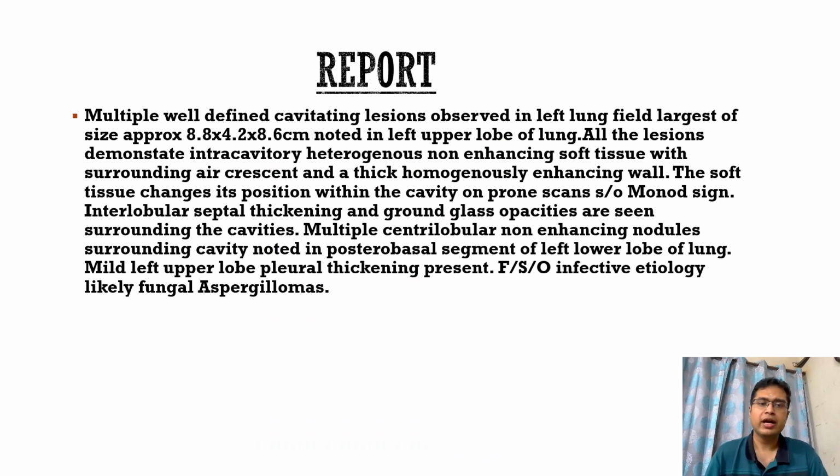So this is the report that I had given. Multiple well-defined cavitating lesions were observed in the left lung field, and all the lesions demonstrate intracavitary heterogeneous non-enhancing soft tissue with surrounding air crescent and a thick homogeneously enhancing wall. The soft tissue density actually changed position within the cavity on prone scans, which was suggestive of Monod sign.